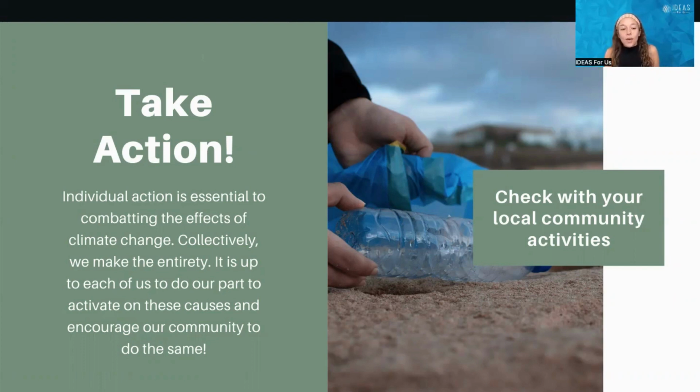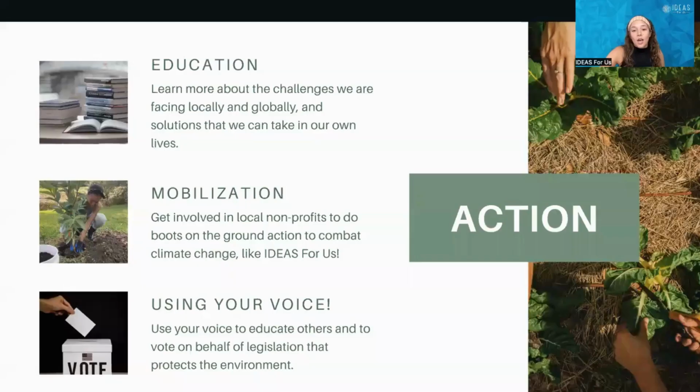So all that being said, individual action is essential to combat the effects of climate change because collectively we make up the entirety. So working together as a community or even just doing actions in your own life actually goes a really long way. And so we're here to inspire you to check with your local community activities wherever you live. I'm sure there's different nonprofits and organizations that you can get involved in to take action. And there's a few different ways that we think are the most important to focus on.